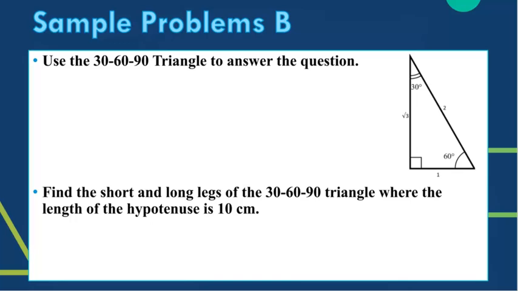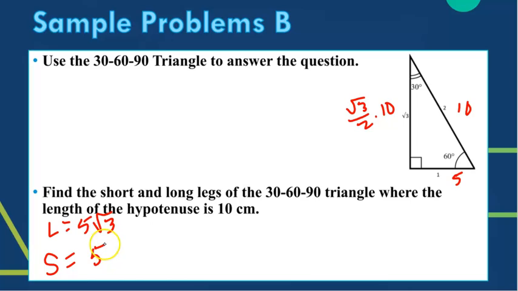Next, we need to find the long and the short legs of here if the hypotenuse is 10. So if this is 10, the short one has to be half of that, and half of 10 is 5. And then this one's going to be the square root of 3 divided by 2 times the hypotenuse of 10. So that's going to give us 5 square root of 3. So the long leg is going to be 5 square root of 3, and the short leg is going to give us 5.